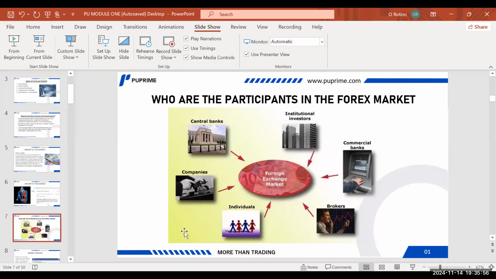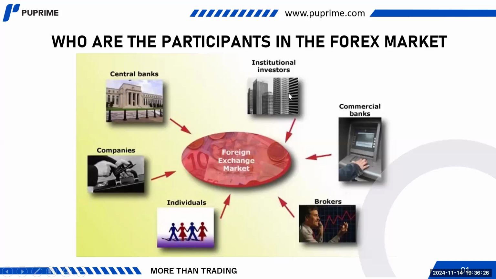And finally, we have the central bank. The primary function of the central bank is that of regulation. The central bank regulates the economy. That is the primary function of the central bank. The central bank determines interest rates and creates an enabling environment for the economy to grow. They do that through policies. They bring up policies that help the economy to grow.